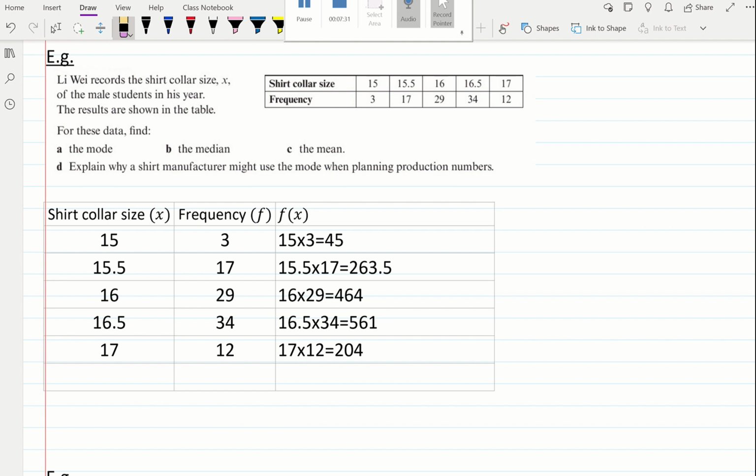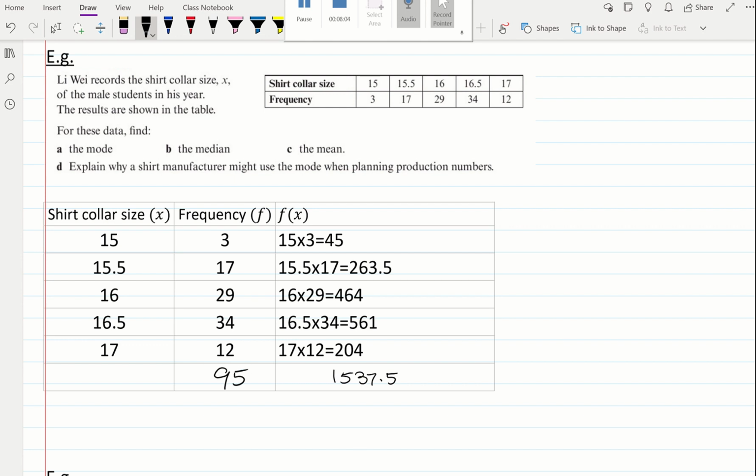So we're adding 45 plus 263.5 plus 464 plus 561 plus 204. And that gives us 1537.5. You also need to add the frequency. That's the number of numbers that we're going to divide by for the mean. So 3 plus 17 plus 29 plus 34 plus 12, and it gives us 95.